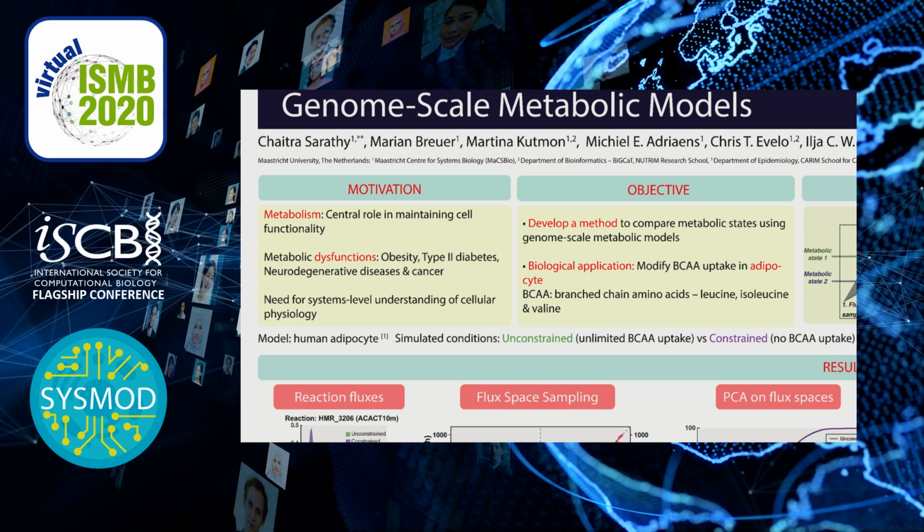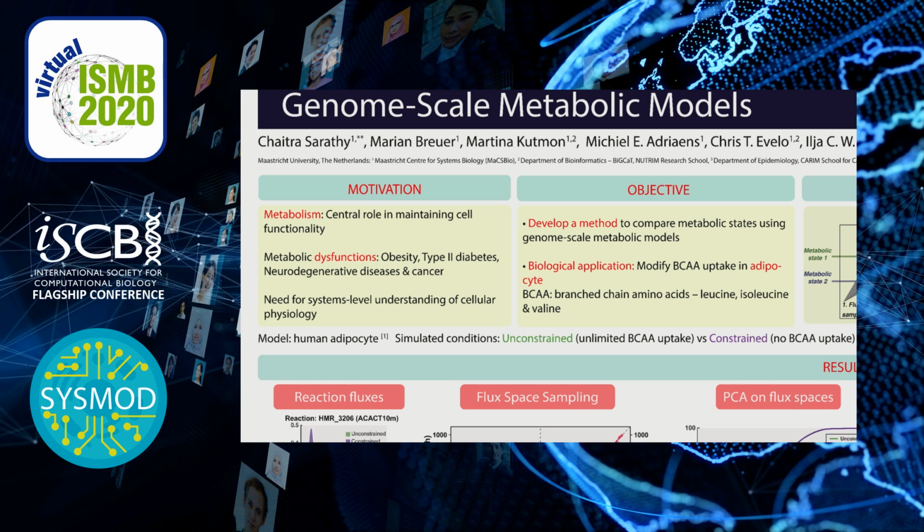The primary objective of this study was to develop a method for comparing metabolic states. Our method identifies sets of reactions whose fluxes are affected by changes in the cellular environment. In this case, the uptake of certain metabolites belonging to branched-chain amino acids.